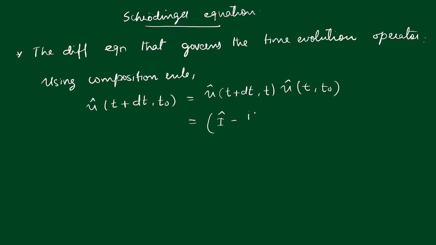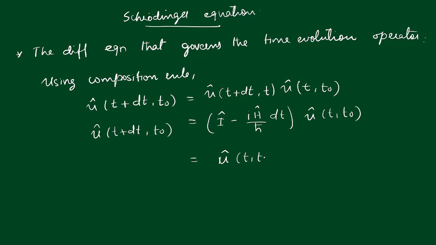We already found that this has the form, okay, all right. So we can write, so this we can again write it as, you just multiply this thing in, U of t comma t0 minus i H cap by h cross, okay, dt multiplied by U of t comma t0, okay. Remember that this dt is a small number, it's an infinitesimal number, okay. It commutes with these operators, all right.